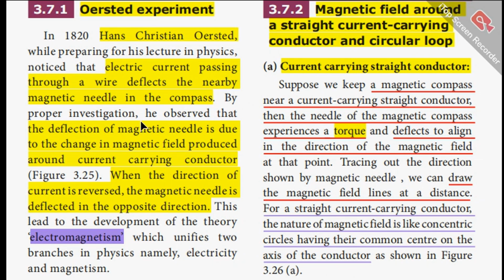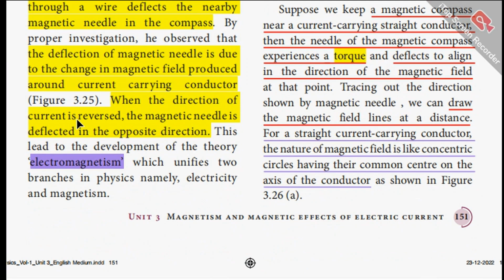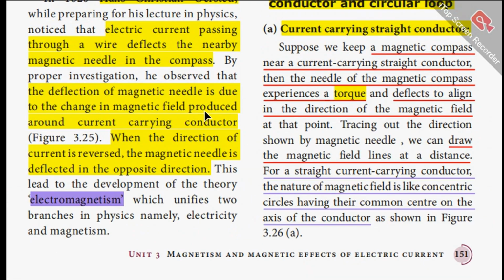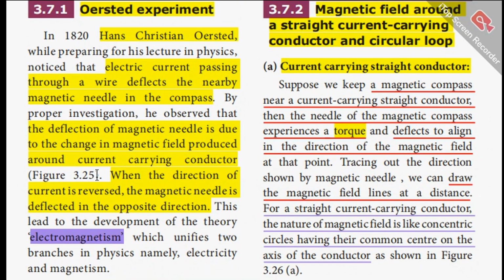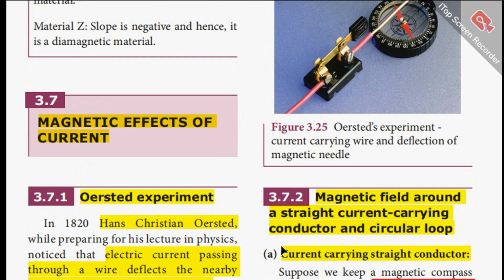By proper investigation, he observed that the deflection of the magnetic needle is due to the magnetic field produced around the current carrying conductor. That is shown in figure 3.25 here. When the direction of current is reversed, the magnetic needle is deflected in the opposite direction, and this led to the development of a theory called electromagnetism, which unifies two branches in physics, namely electricity and magnetism.